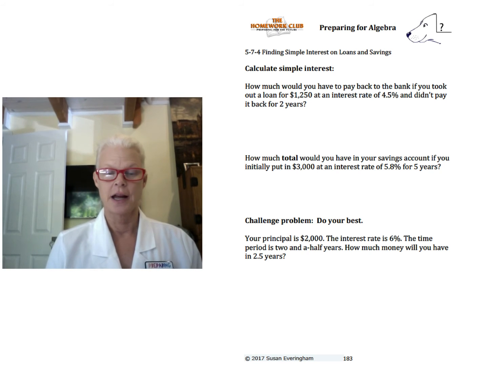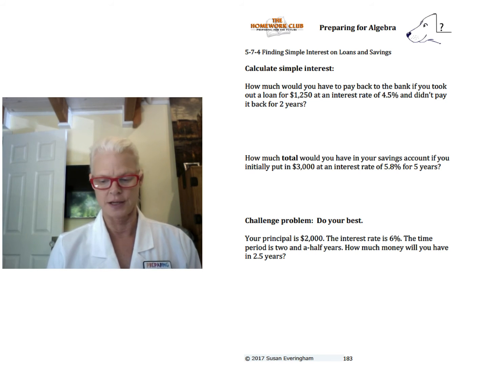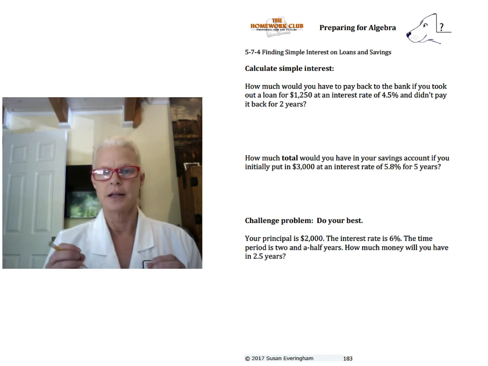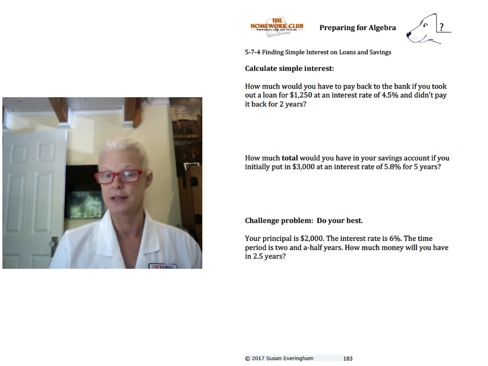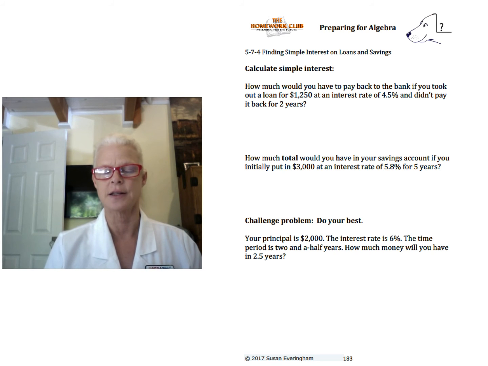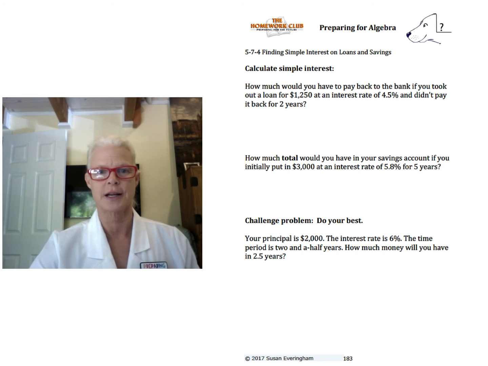Page 183, continuation of simple interest. This one is a loan and savings, so there's a mix here, not just one thing on a page. How much would you have to pay back to the bank if you took out a loan for $1,250 at a rate of 4.5%, but didn't pay it back for 2 years? So the same equation is principal times interest rate times time, which gives you the interest, plus the principal is the amount that you have to pay back. And the next one is savings, and the equation's still the same. Okay, we'll go on, do these problems, do the challenge problem, do your best, and we'll see you on the next page.